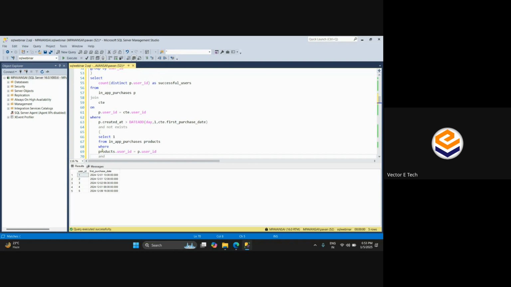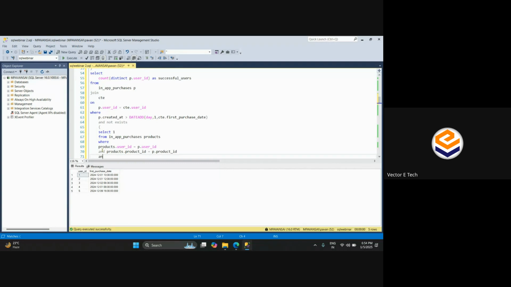Next, what is another condition? products.product_id should also be the same, right? p.product_id. Okay, what is one more condition? The minimum purchase date should be the same with respect to this table. Remember that here we're applying NOT EXISTS, which means that we are trying to exclude them. Okay, so that is the reason why we are writing the negation condition.